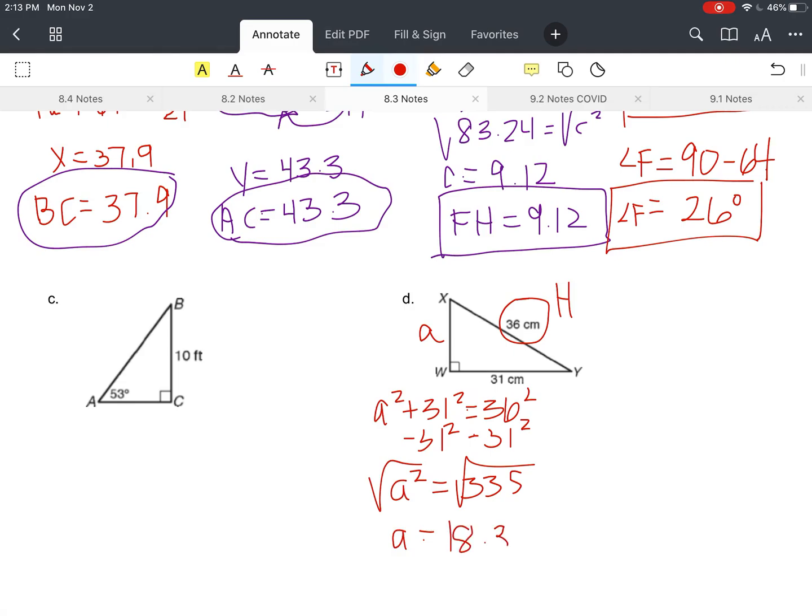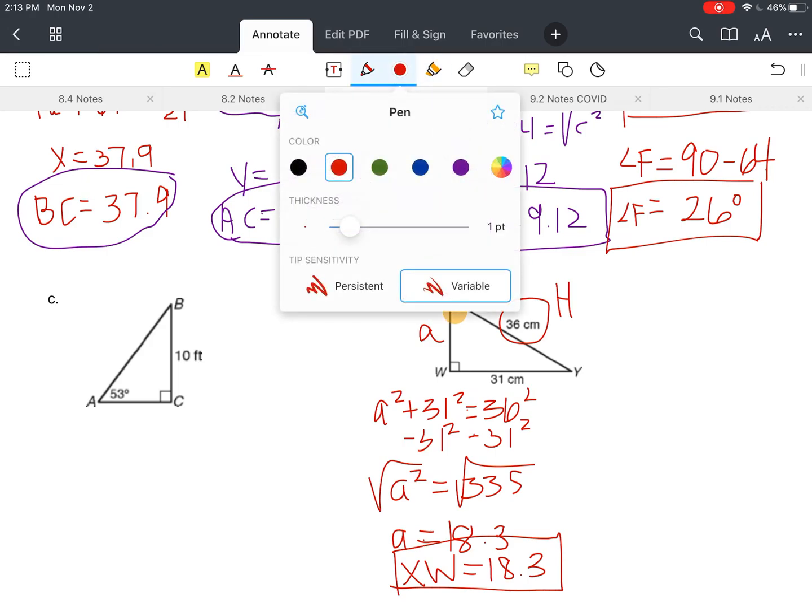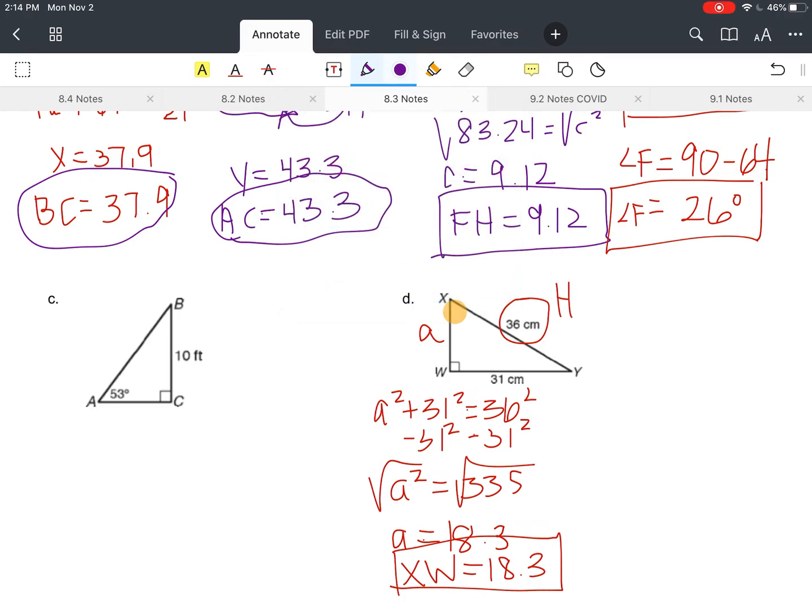And I have to square root both sides. So A is roughly 18.3, which is the same thing as XW. Remember, I called it A, but we should call it 18.3. So now I know all three sides. I just got to find an angle next, either X or Y, doesn't matter, I'll find X. Well, I want to still use the two sides I know. I know 36 is hypotenuse, 31 is opposite. Opposite and hypotenuse is going to be sine.